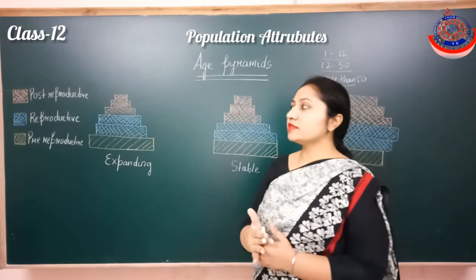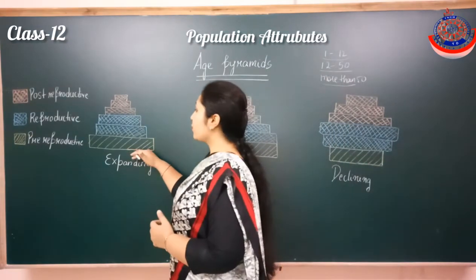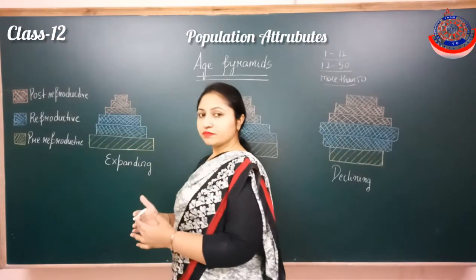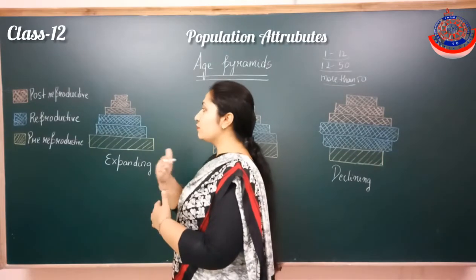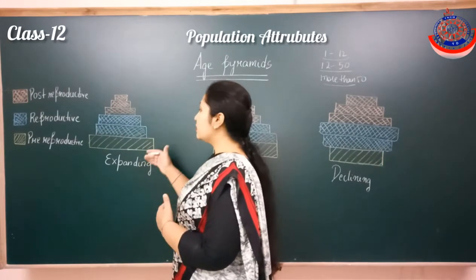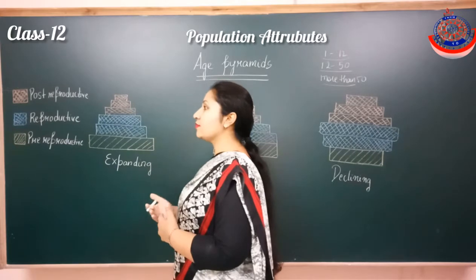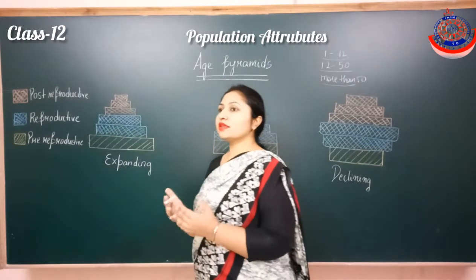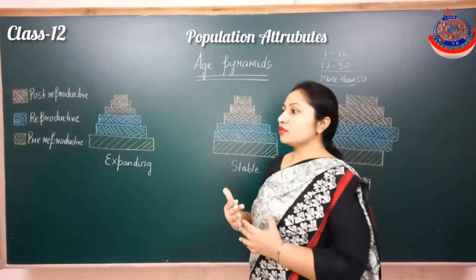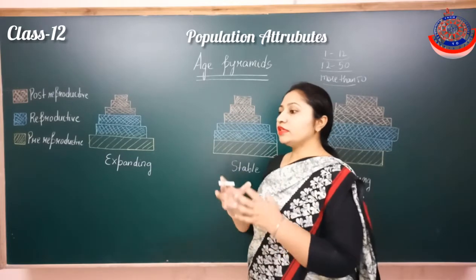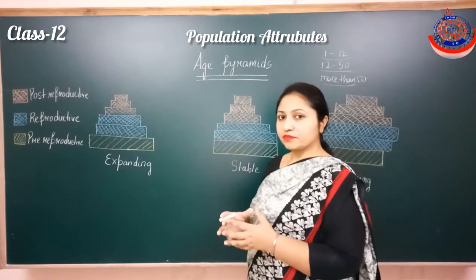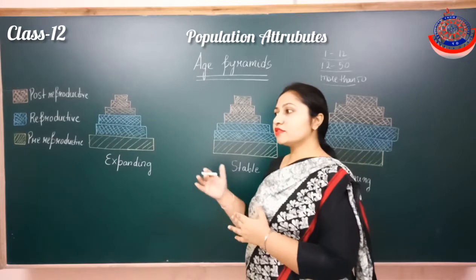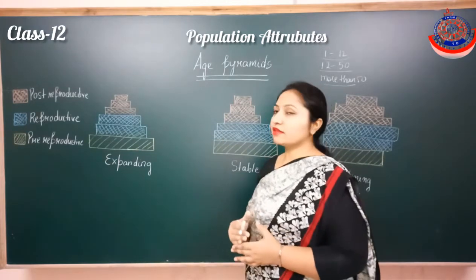Why will it be increased? Because the pre-reproductive age groups are more, so in the coming future, they will mature and they will be able to reproduce. It means that in the coming future, the age group of the reproductive persons will be more as compared to the other ones.